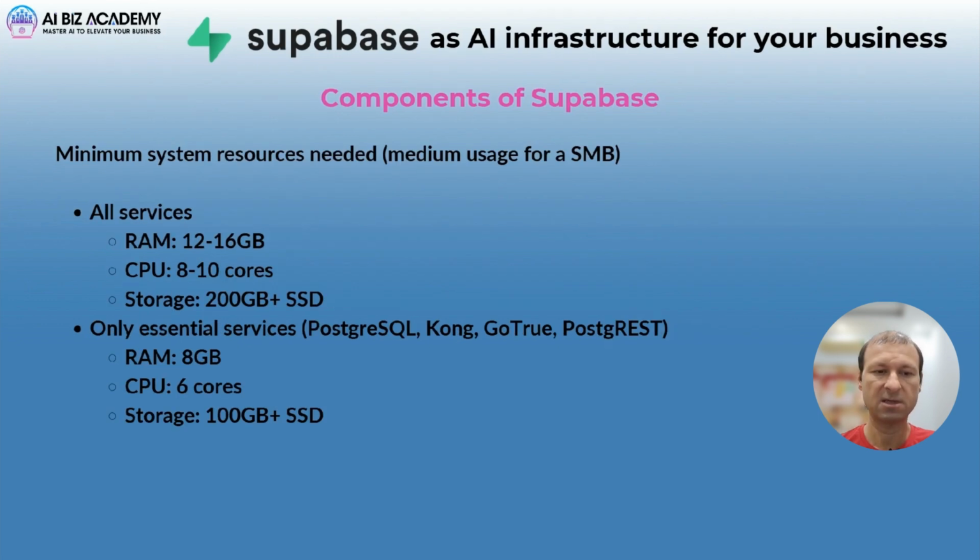Now, in terms of system resources for all components combined, I have here two cases. If you want to have all services running, then expect around 12 to 16 gigabytes of RAM, 8 to 10 CPU cores, and at least 200 gigabytes of storage. If you only opt in to host the essential services like the database, the API, the authentication, and the API module, then expect 8 gigabytes of RAM, 6 CPU cores, and at least 100 gigabytes of storage.